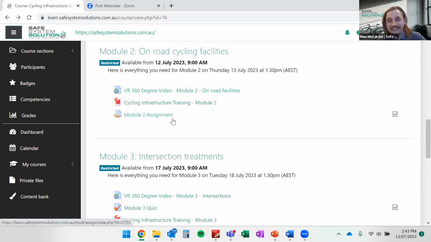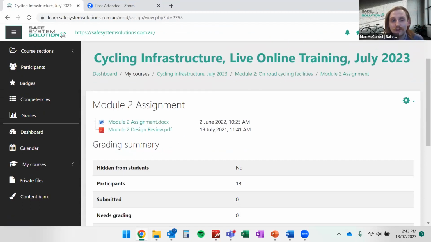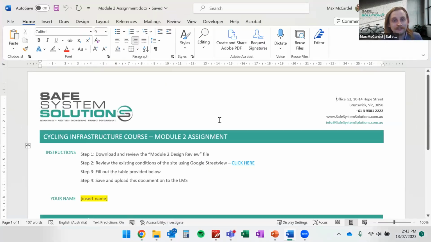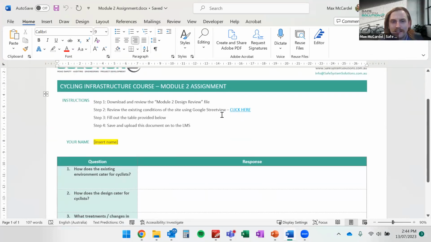But as mentioned, for this module, we do actually have an assignment. So it's not a quiz, it is an assignment. To access it, you just click on module 2 assignment, and it takes you to these 2 documents here. One's a Word document, one's a PDF. I've already got these ones open, so I'm just going to open the Word document first. Okay. So yours will look something like this. It's just a template. It says download and review module 2 design review file. That was just the other PDF that was saved in that directory that I showed you before. So you're going to download that PDF, review that.